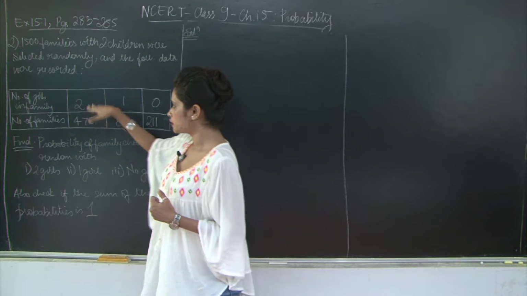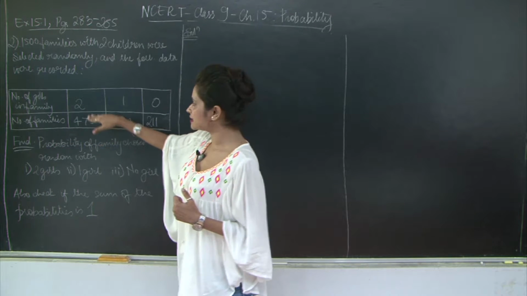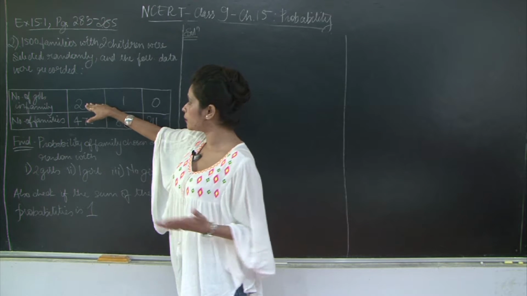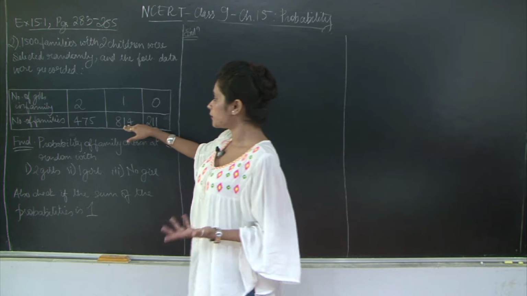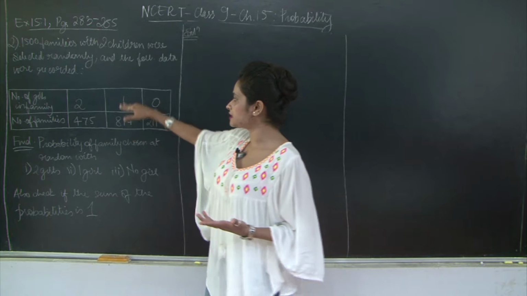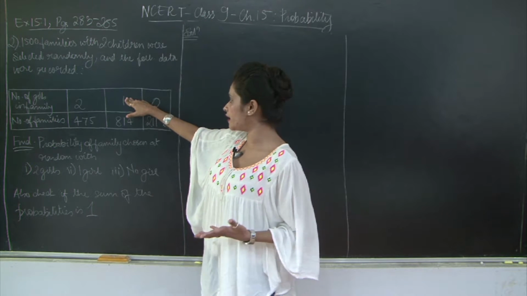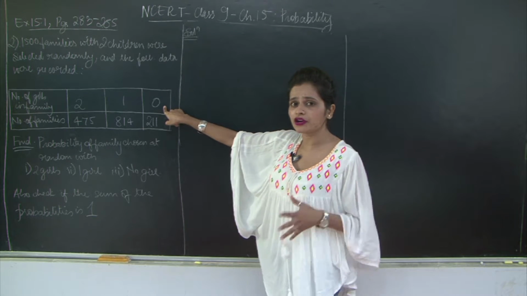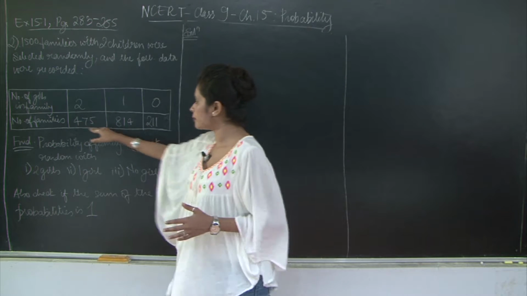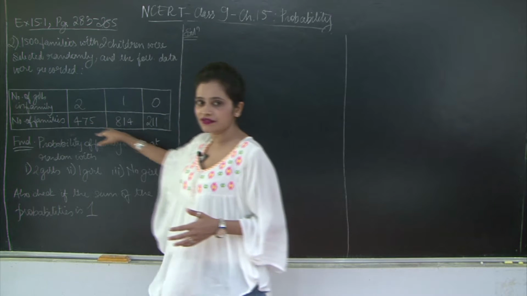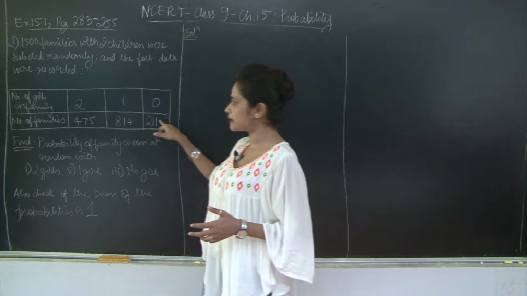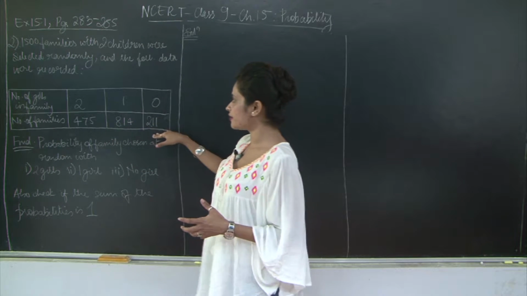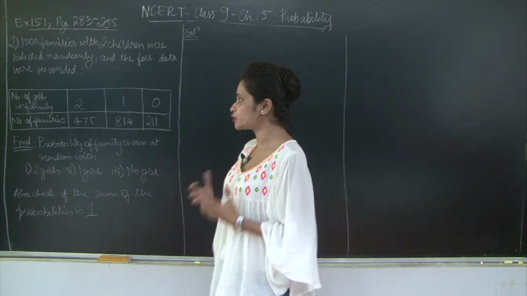So there were 475 such families that had 2 girls. That means both the children were girls. There were 814 such families where the number of girl child was 1, and there were 211 such families where the number of girl child was 0. So the total number of families selected is 1500. If you add this plus this plus this, you are going to get 1500. So these are 1500 families having 2 children.